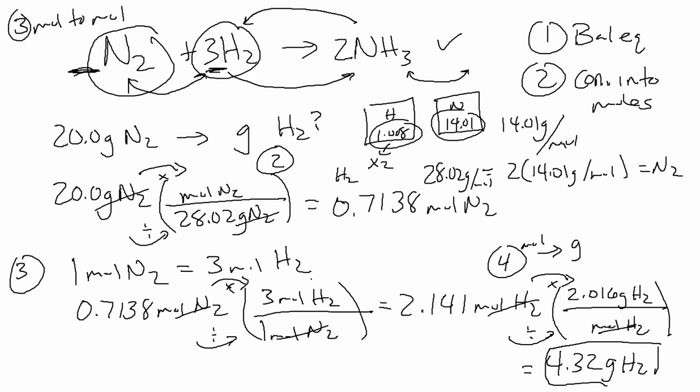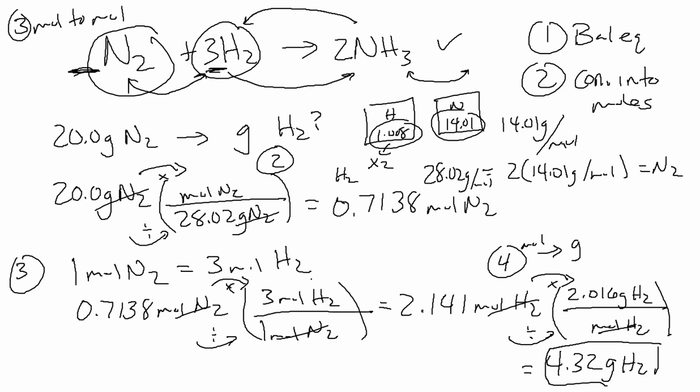So you could do stoichiometry on the reactant side between two reactants. You could do stoichiometry between two products on the product side. You could do stoichiometry between reactants to products or products to reactants. So you can do it with anybody in the equation.